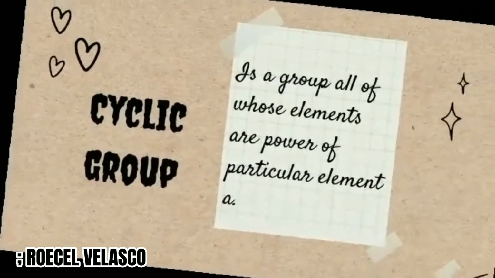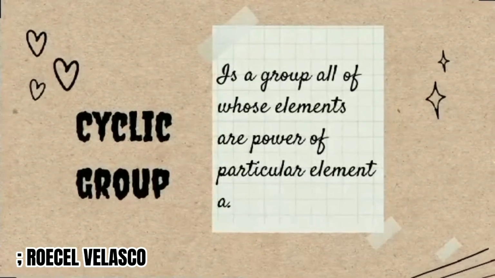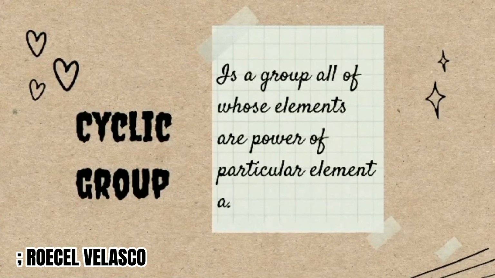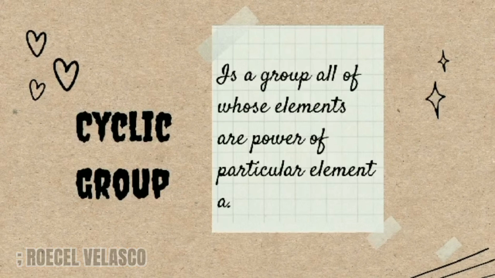A cyclic group is a group all of whose elements are powers of a particular element A. This is a group that is generated by a single element. It is a set of invertible elements with a single associative binary operation, and it contains an element G such that every other element of the group may be obtained by repeatedly applying the group operation to G or its inverse. Each element can be written as a power of G, in additive notation. This element G is called a generator of the group.